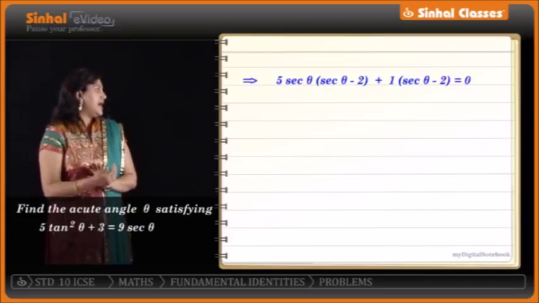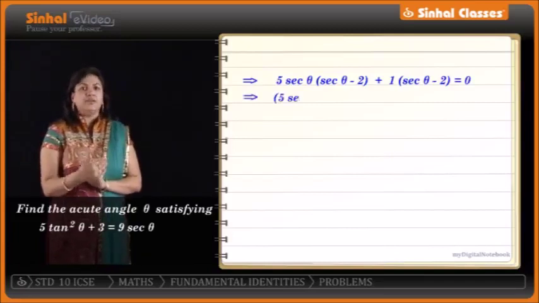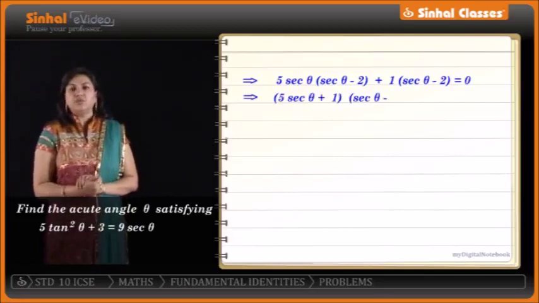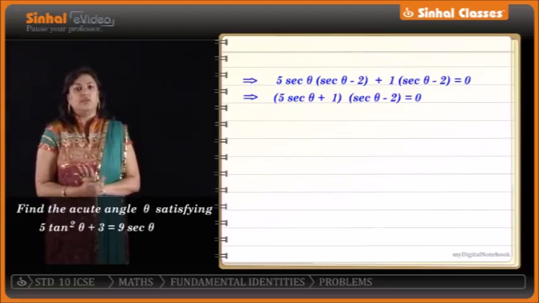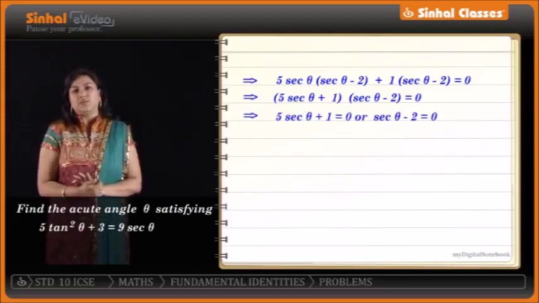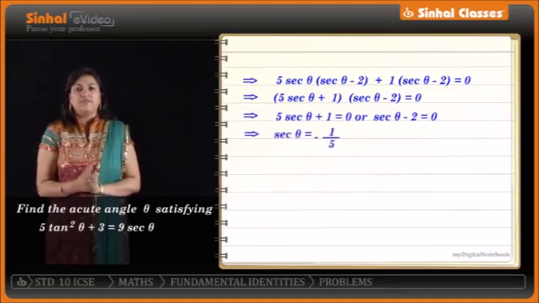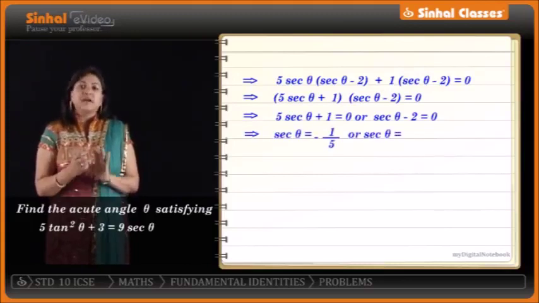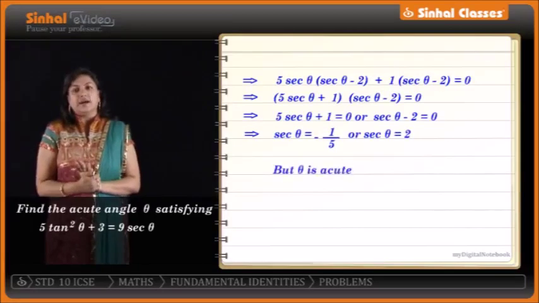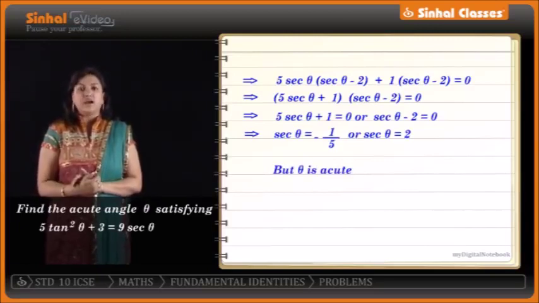We factorize this as (5 sec theta plus 1) into (sec theta minus 2) equal to 0. Now their product is 0, so one of them is 0. If we put the first bracket to 0, we get sec theta is equal to minus 1 upon 5. And from the second bracket we get sec theta is equal to 2. But here it is given theta is an acute angle. So if theta is an acute angle, sec theta cannot be negative. So we discard sec theta as minus 1 upon 5.